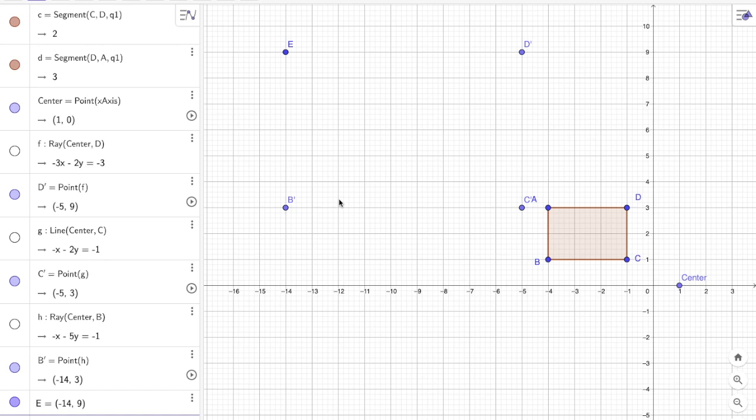All right, and so that's how you would dilate a figure on an XY coordinate, and it would work the same way even if the scale factor is less than 1. So go ahead and try to see if you can work on this by yourself with the IXL activity.